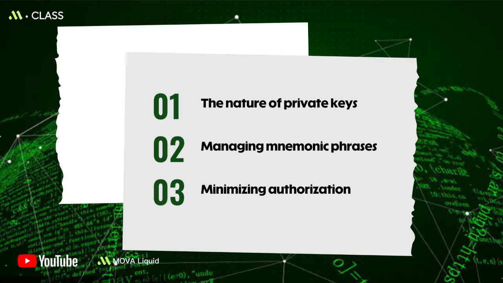Third, risk control depends on two things: giving as little long-term authorization as possible to high-risk contracts and storing high-value assets in cold environments or multi-sig wallets while keeping only small amounts in hot wallets. This creates a layered security structure.